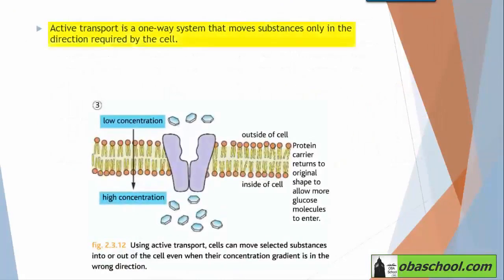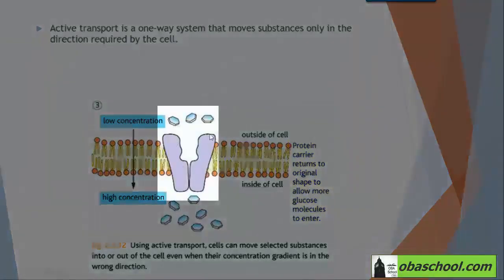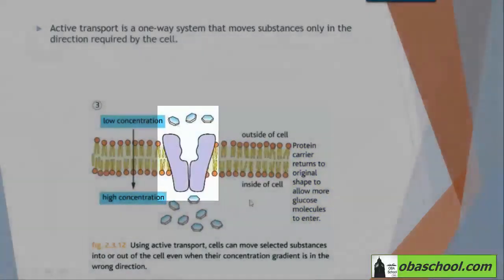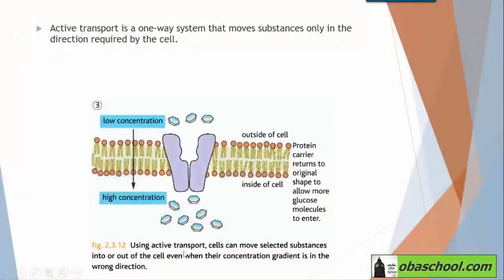Active transport is a one-way system that moves substances only in the direction required by the cell. So if the cell wants to take up glucose, however there's not a lot of glucose on the outside, it can use active transport to take up glucose against its concentration gradient. The protein carrier will return to its original shape after transporting a glucose molecule so that it can transport even more glucose molecules when energy is supplied to it.